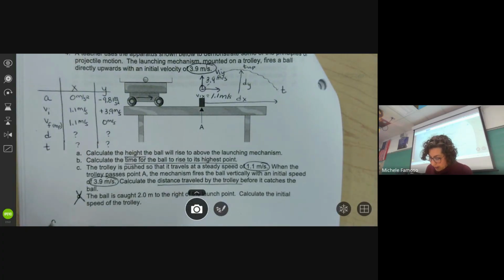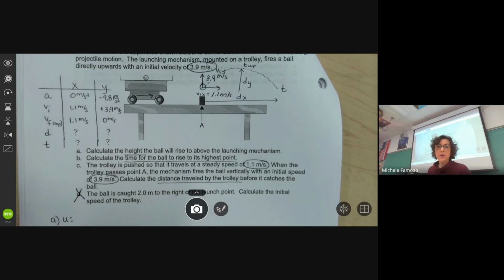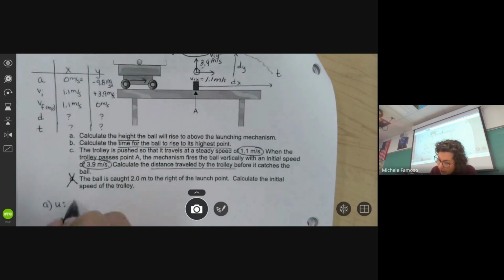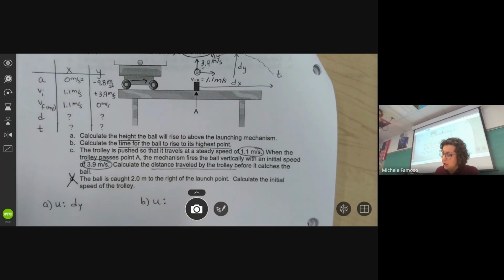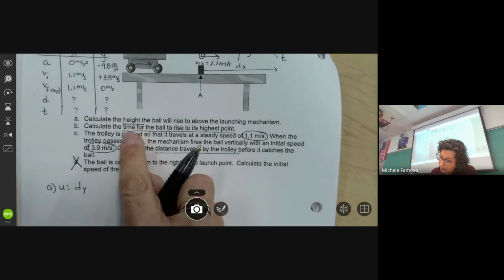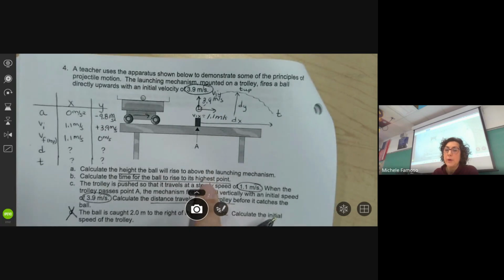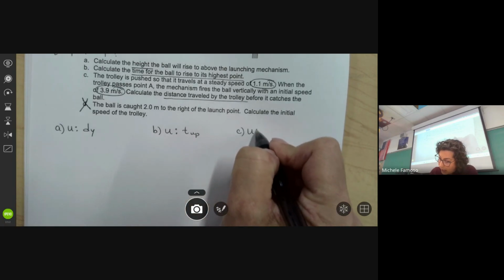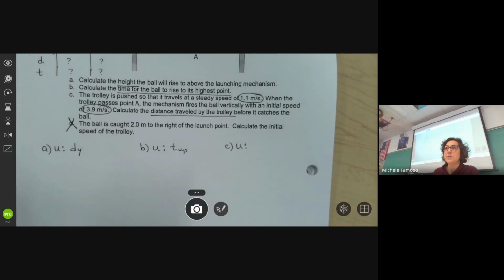Let's now go to part A. What am I asking you to find in part A? Nate, can you tell me? The D in the Y direction, which is the height. Let's look at part B. What am I looking for in part B? Alan? Which time? The time for the ball to rise to its highest point. What do we call that? The time up. And in part C, what am I asking you to find?